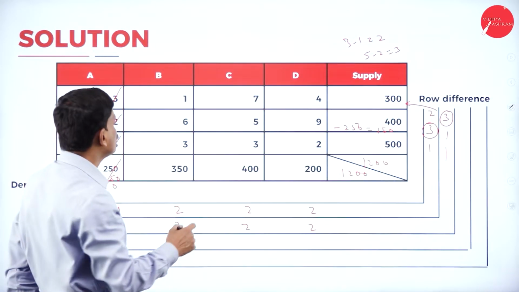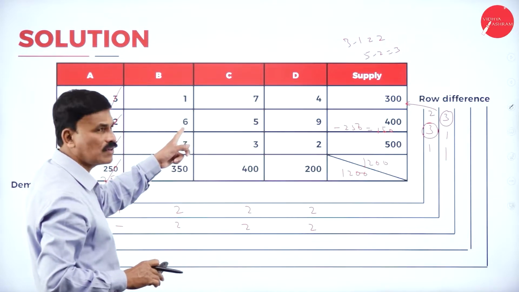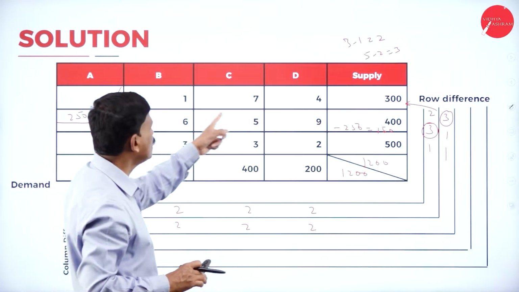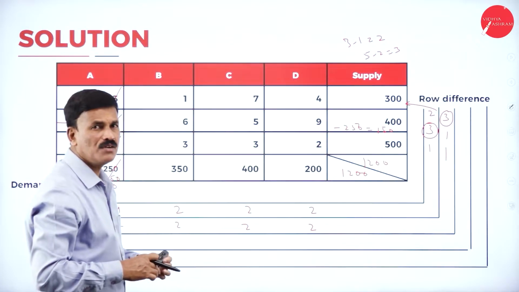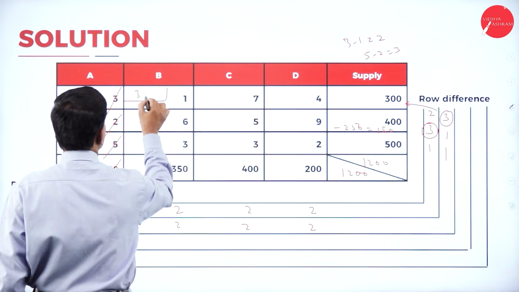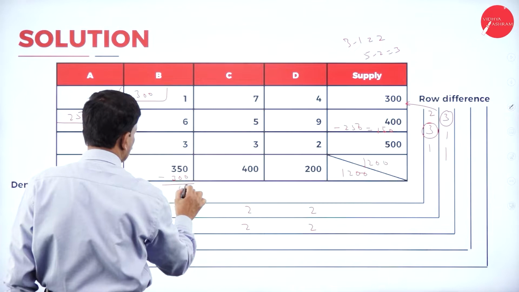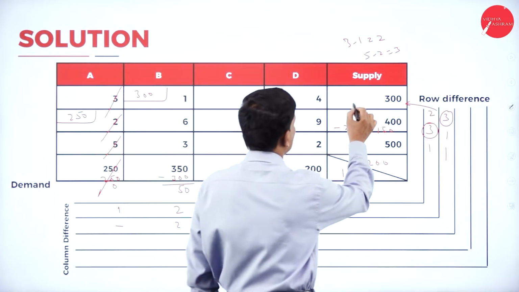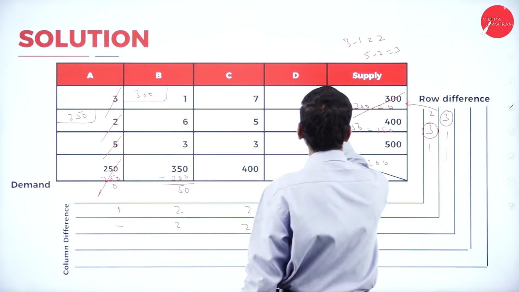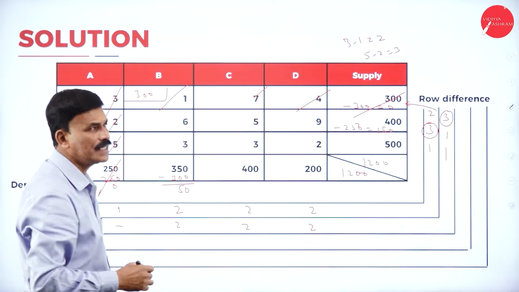What is the least value in row 1? 1 is the least value. So corresponding to this least value, find out the demand and the supply. Demand is 350 and the supply is 300. Which is least? 300 is least. So we can allocate 300 here. The difference is 50. 300 minus 300 is equal to 0. Once this is 0, we can cancel all the elements of row 1.